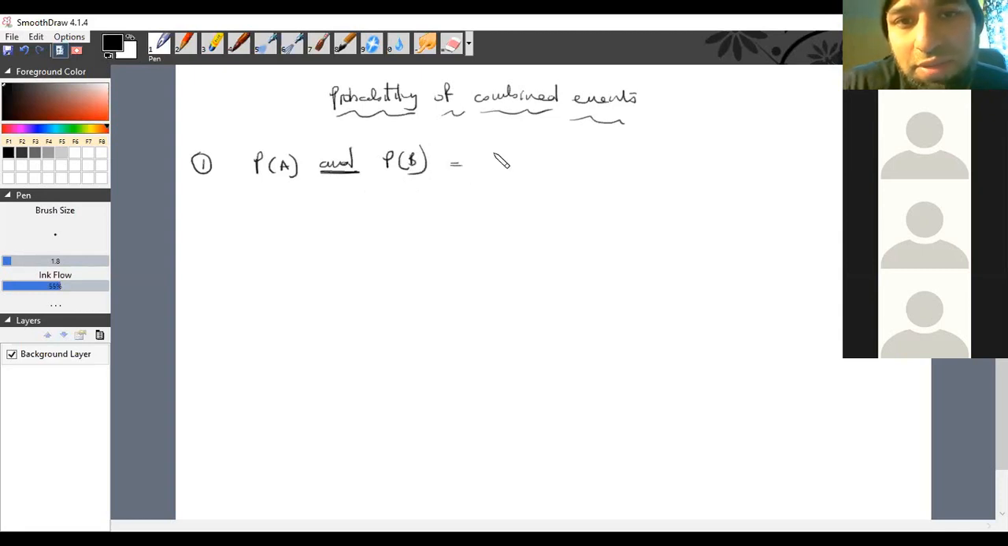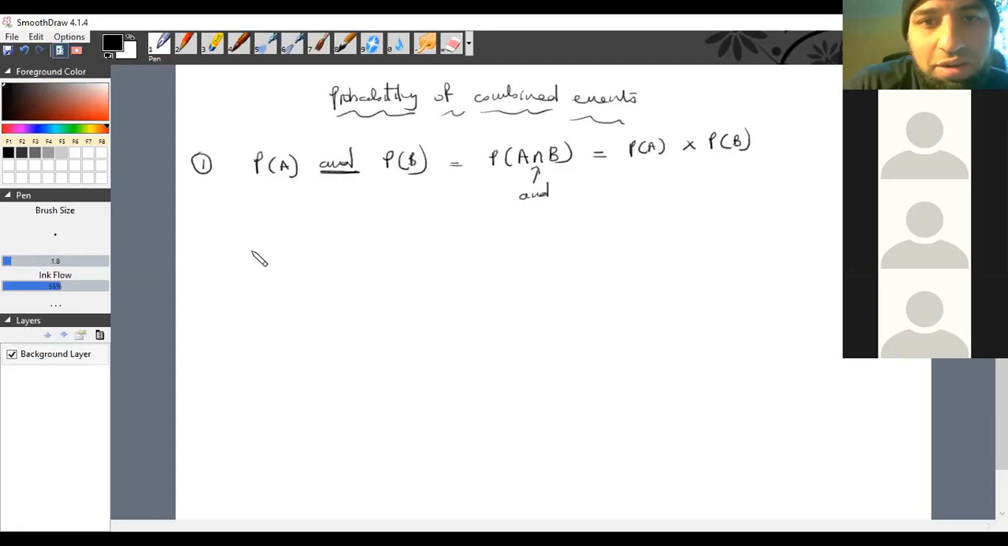What that means is there's a formula to write it down. It's written like this: P, A, N, B. This N part represents the word and. It's a simple way of writing it. What you have to do to work it out is you get the probability of A and you multiply it by the probability of B. We're going to learn how to use this in a bit. I'll let you guys write this first one down, and I'll give you the second one in a minute.